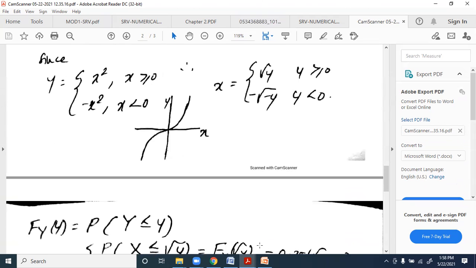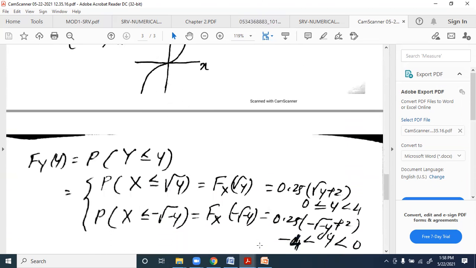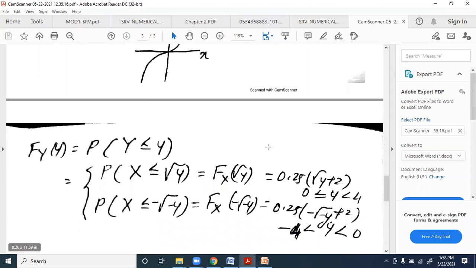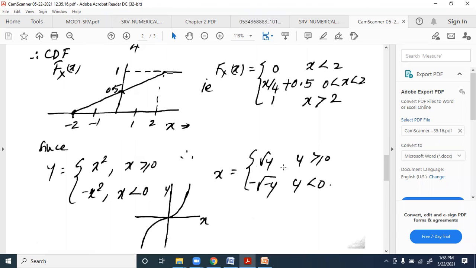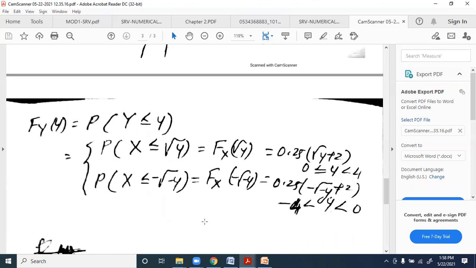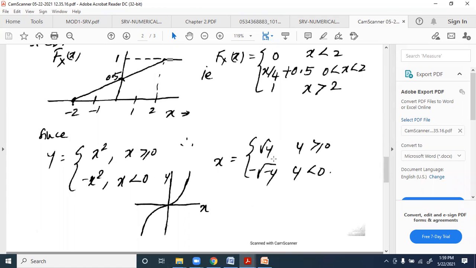Having written this value, we need to find out the fyy. Fyy is equal to p of y less than y. Now y less than y will just correspond to two different things in x, and that will give us the value p of x less than root of y, and p of x less than minus of root of minus y. Okay, these two different values, because we have here the quantities y and minus y.